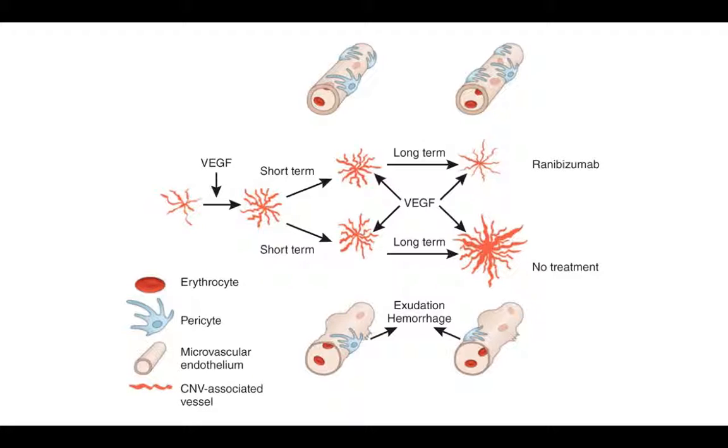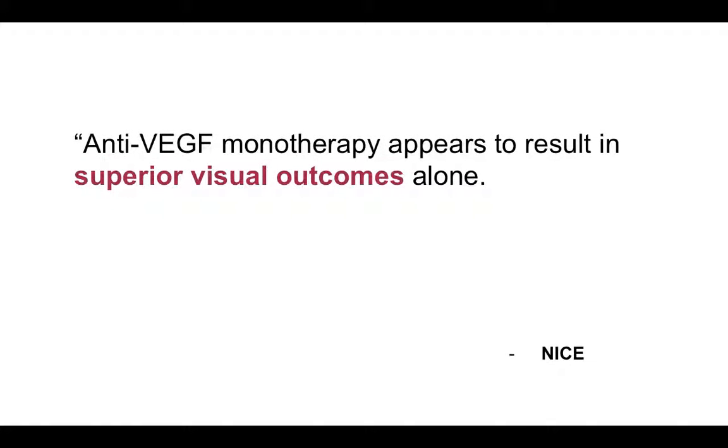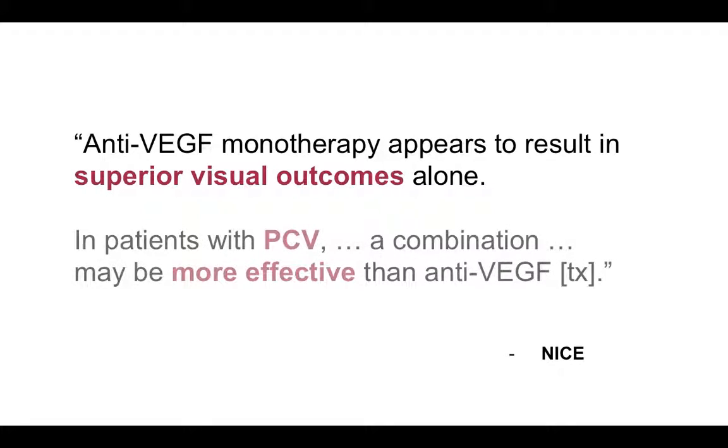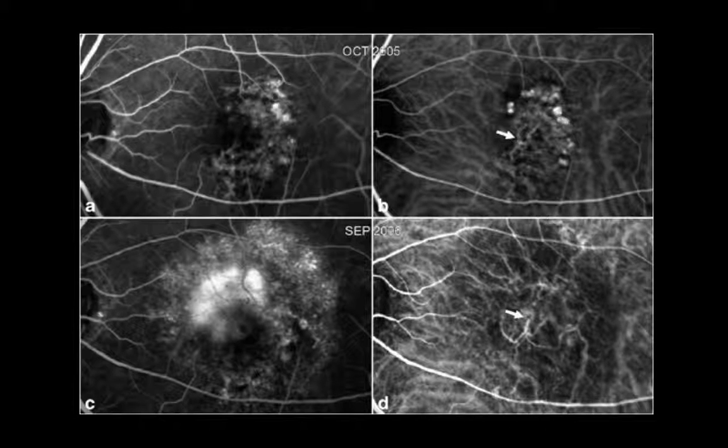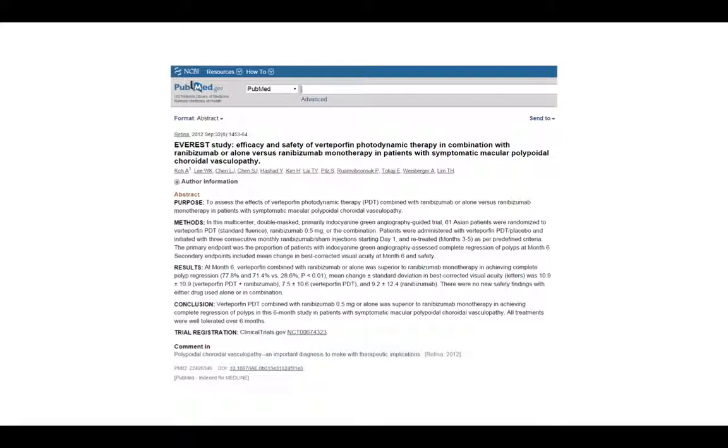The other way, if you give no treatment at all, more and more and more, a lot more angiogenesis occurring. So PDT, photodynamic therapy, can be used when? So nice. Anti-VEGF monotherapy appears to result in superior visual outcomes alone. There is a however. In patients with PCV, the occult polypoidal choroidal vasculopathy, a combination may be more effective than anti-VEGF alone, which is very relevant to say.